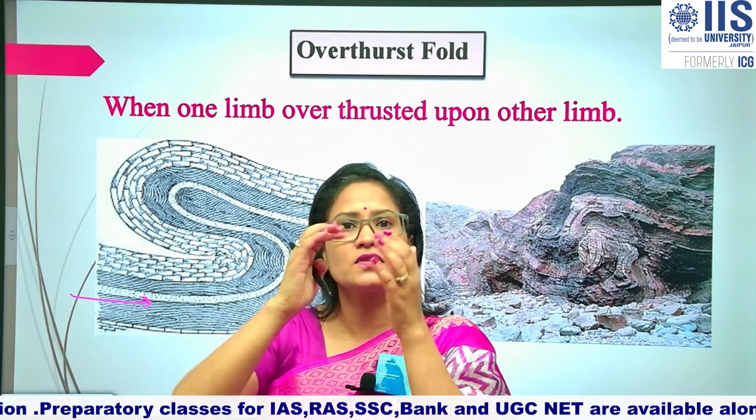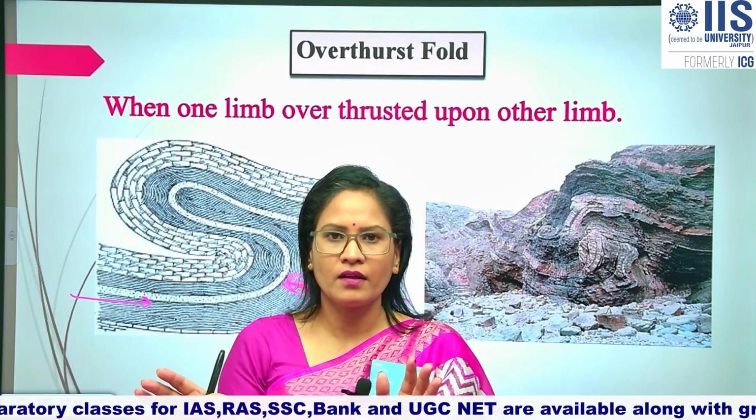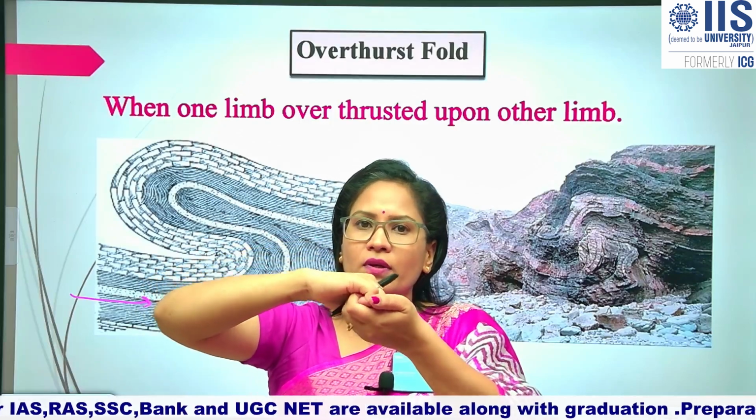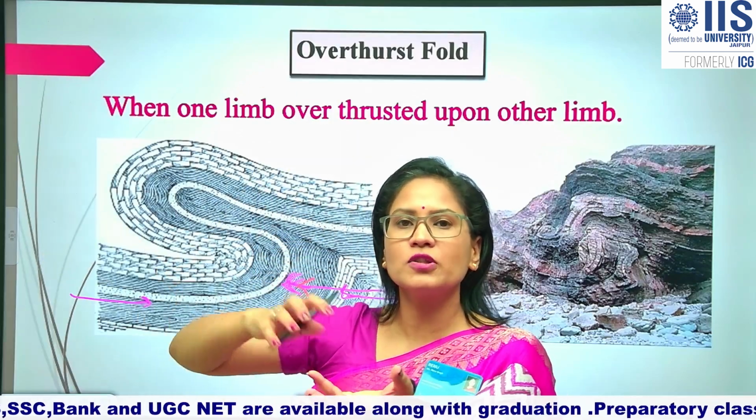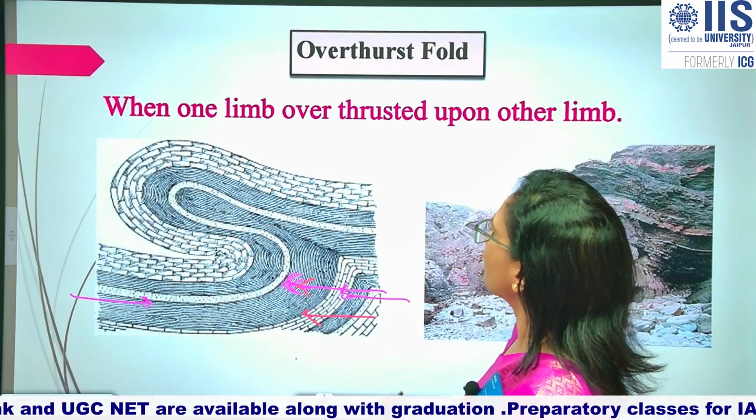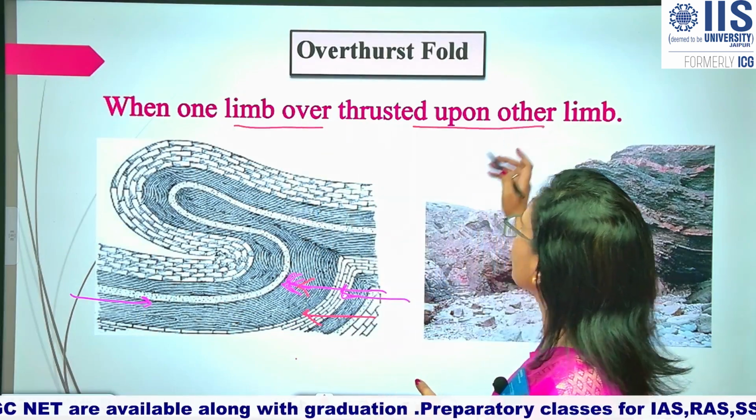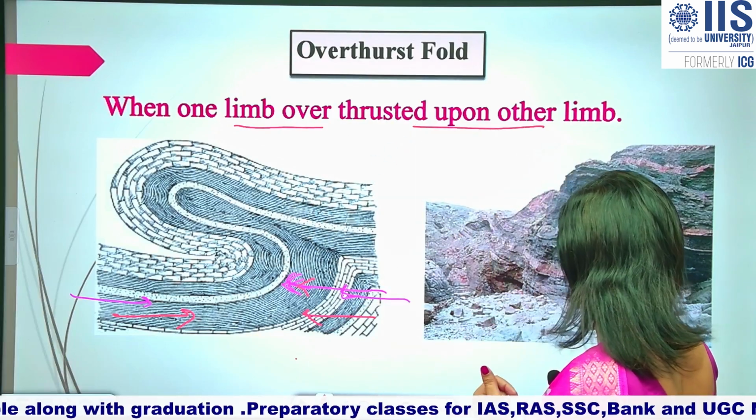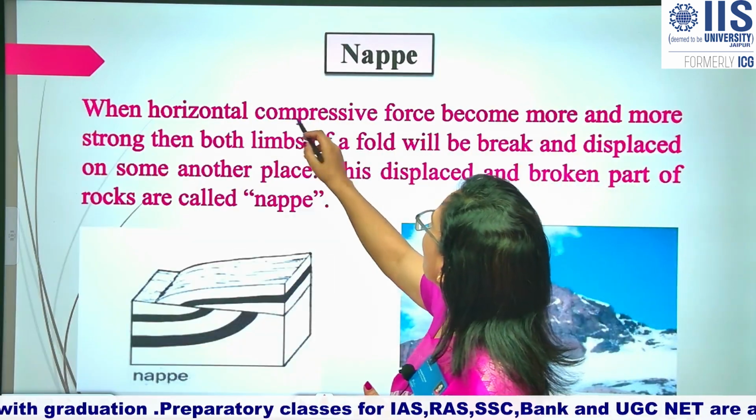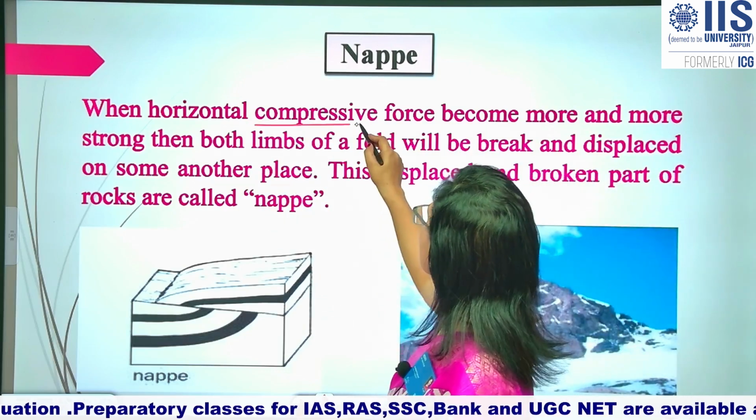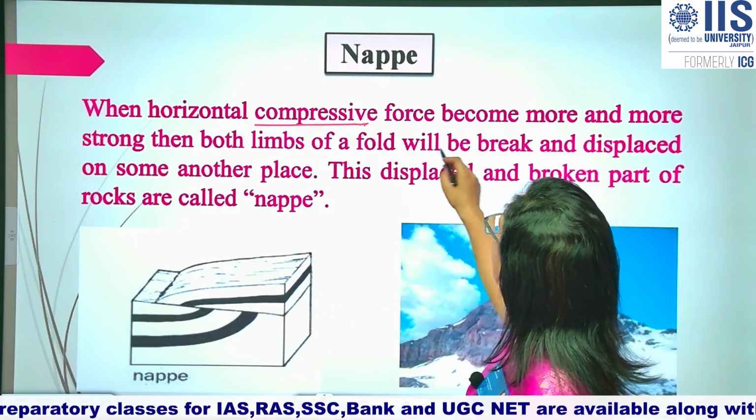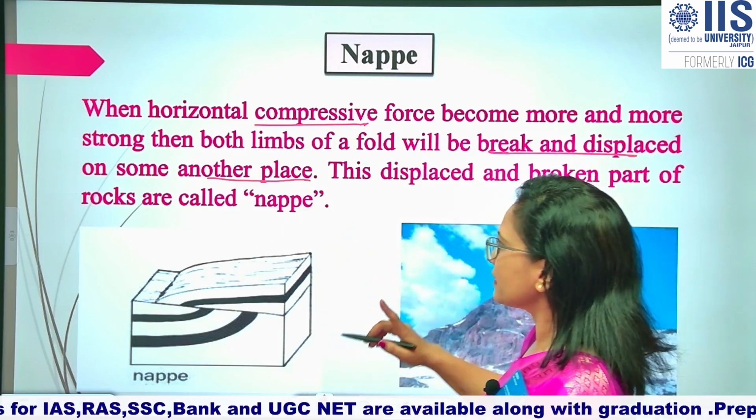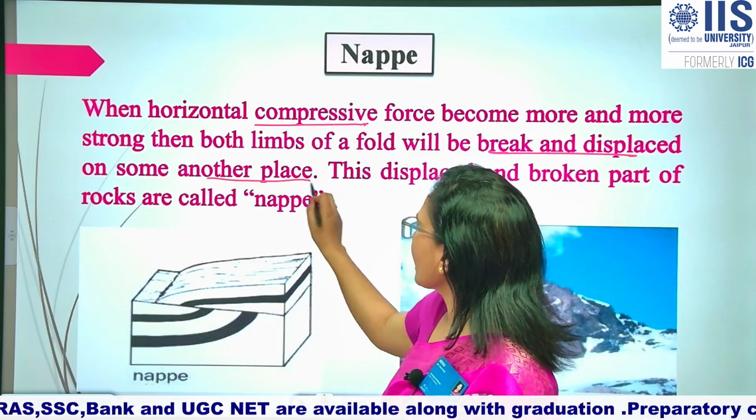And sometimes this force is continuous. Because of that continuous activity, sometimes this part is broken down and some limb part is displaced from its place. So here one limb is overthrust upon the other limb. But sometimes, due to the excessive horizontal compressive force, they break and are displaced to some other place. This displaced rock part is known as nappe.